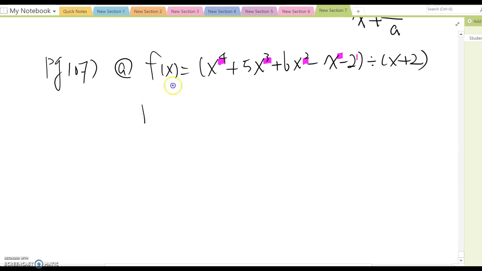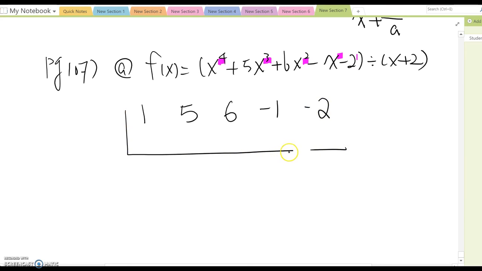In this case, we have every term, but we are only taking out their coefficients. So we can take 1, 5, 6, negative 1, negative 2. Make an L shape, please. And as we discussed before, for the divisor we take the opposite of this number, which is negative 2. Okay, from here, please listen carefully. You always draw down the first number. So 1, just draw down here. And then you multiply: negative 2 times 1 becomes negative 2.